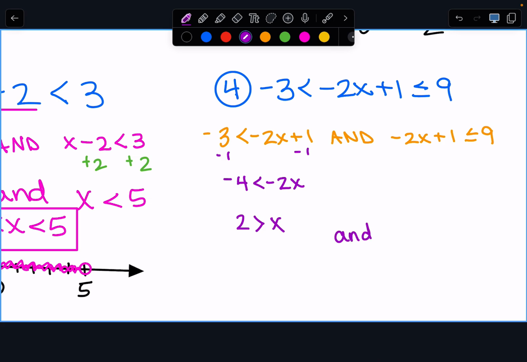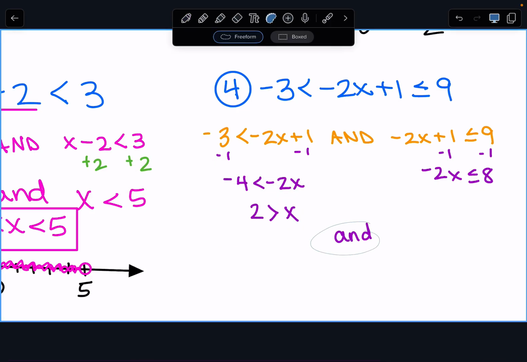And guess what? We got to do all those same things on this second one. We need to subtract 1. And then when we divide by -2, we get x is greater than or equal to -4. Again, I have no problem with you leaving it like this.